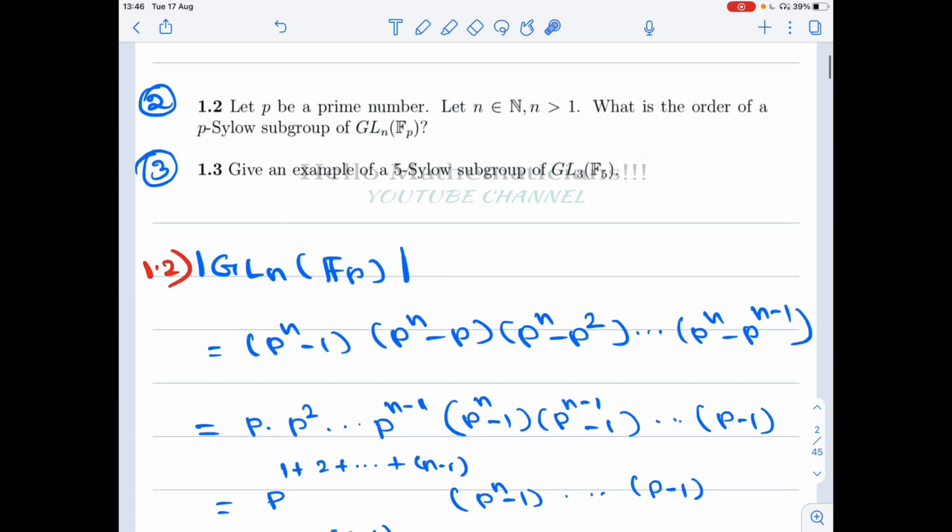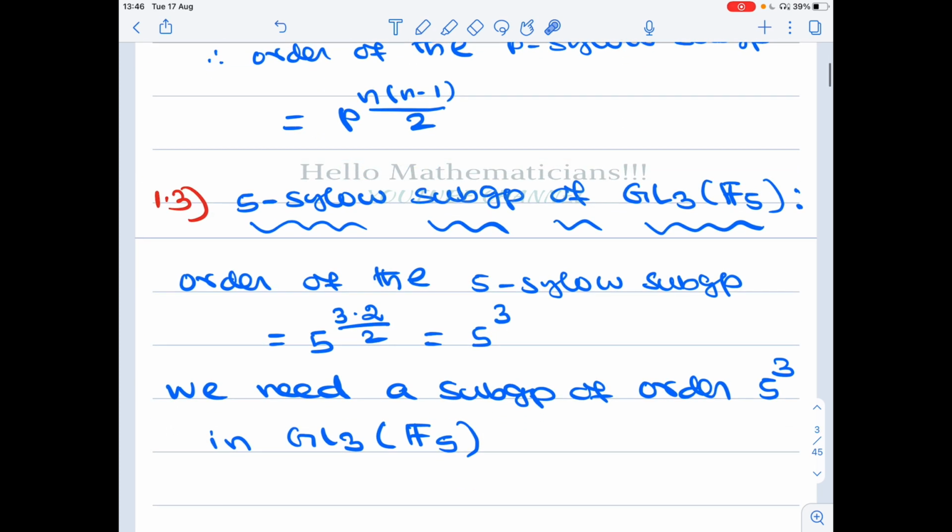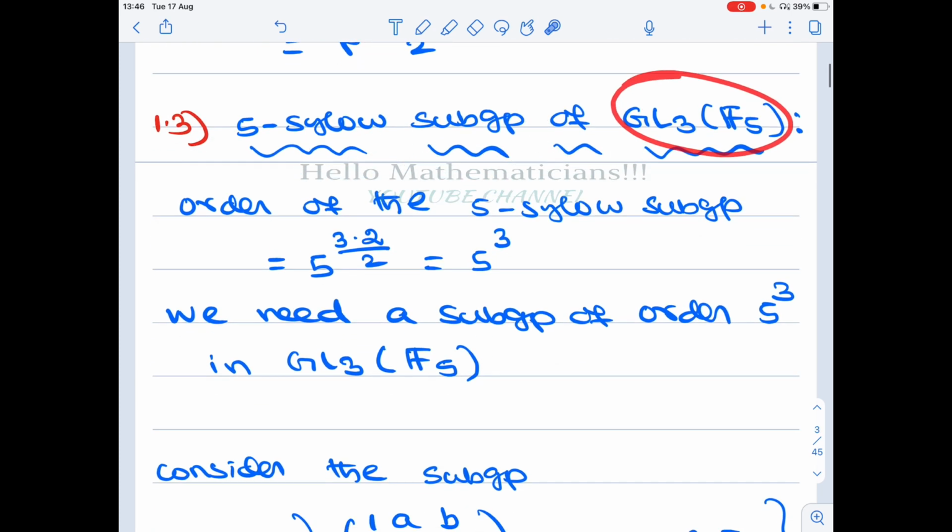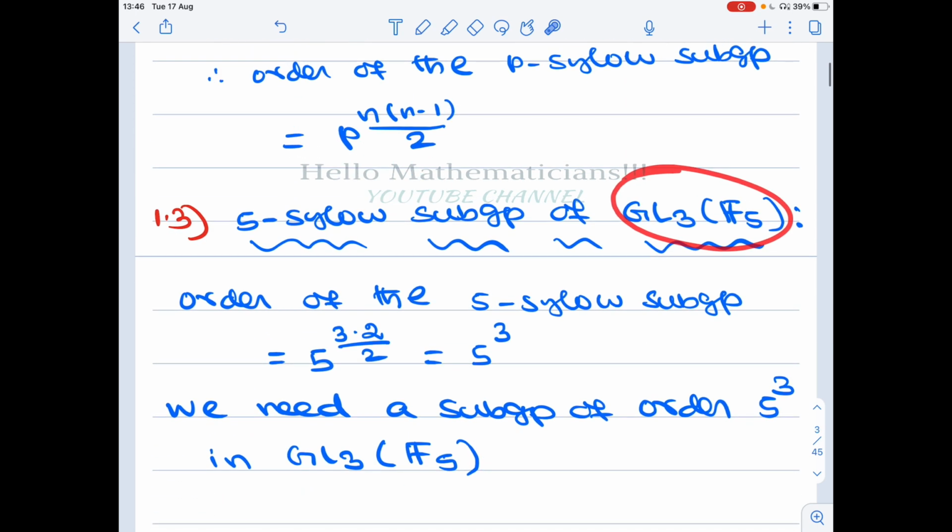Give an example of a 5-Sylow subgroup of GL_3(F_5). So we want a 5-Sylow subgroup of GL_3(F_5). By our previous formula, the order of the 5-Sylow subgroup is p power n(n minus 1)/2, where n is the size of the matrix, n by n matrix. Here it is a 3 by 3 matrix. So this is 5 power 3 times 2 by 2, that is basically 5 cube. Now we need a subgroup of order 5 cube.